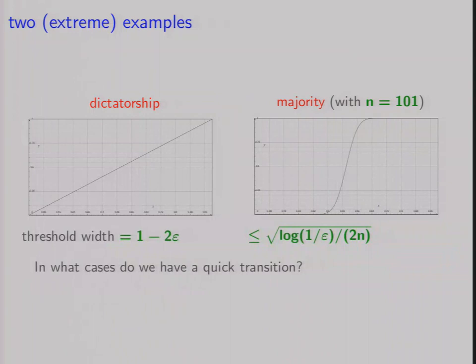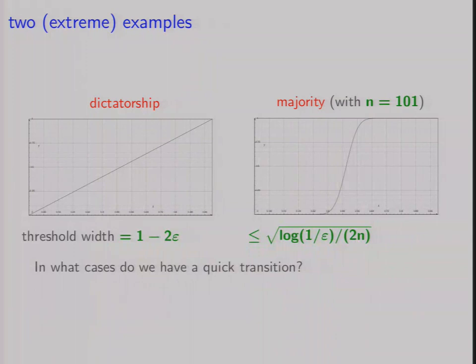Right? This is for the dictatorship. This is just what's the probability that it's only my vote that counts. So what's the probability that I vote 1? Well, that equals p. So we have this. So the threshold width is just 1 minus 2 epsilon. This is a very slow transition.